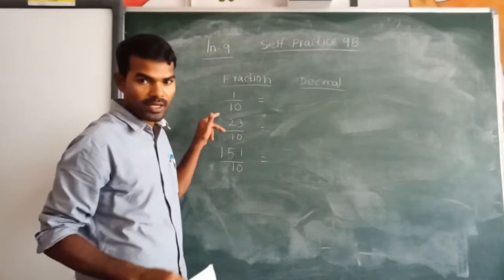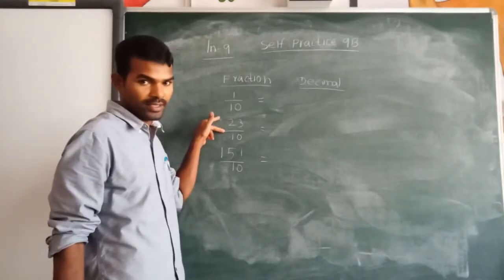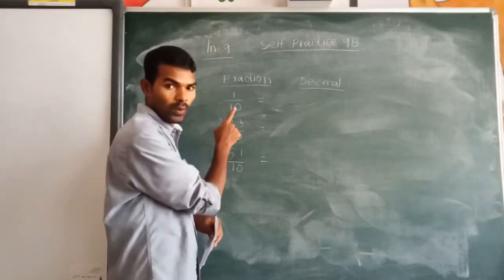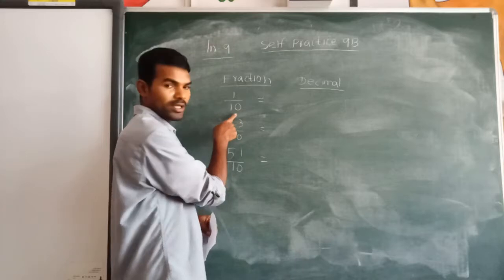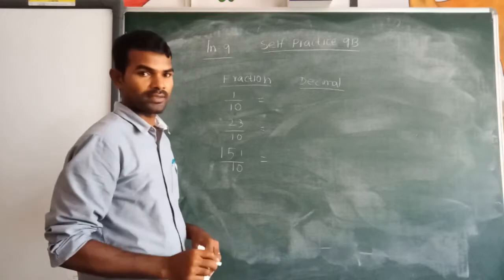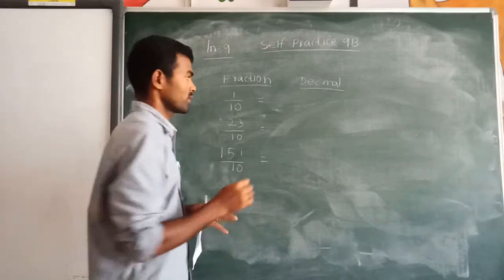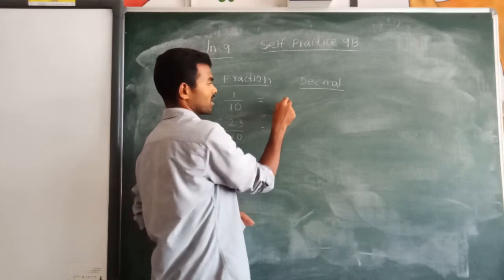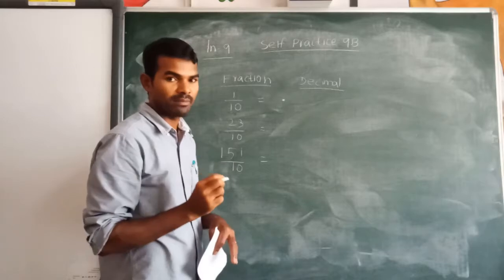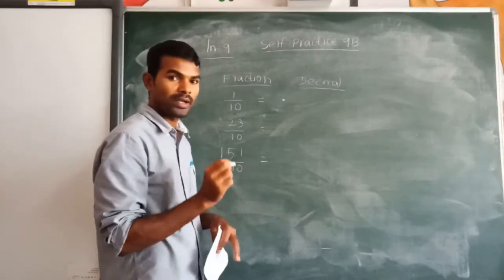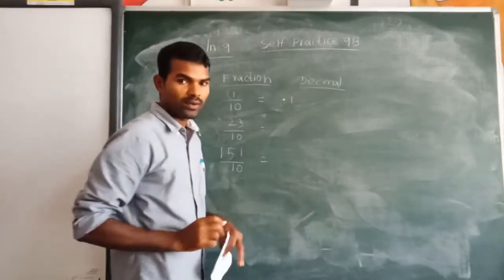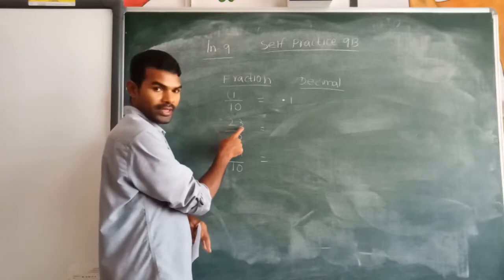Yesterday we touched on this part a little bit. Take 1 by 10. What is in the denominator? 1 and how many 0s? One 0 in the denominator. So for that, how many decimal digits? After the point, only one digit. After the point, only one decimal number. What is in the numerator? 1, only 1. See here, 23.